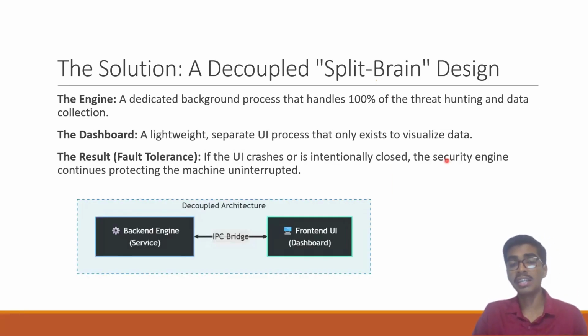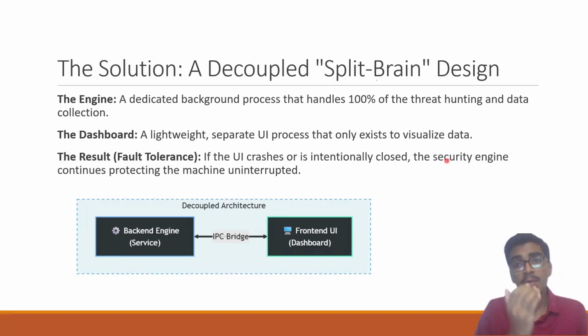The solution here is the decoupled architecture. It means a decoupled, split-brain design. Here, as you can see in the diagram, we have two different programs broadly: the backend engine, which runs as a service, and the front end UI, the dashboard. They are two different programs running in two different sessions. And with the IPC bridge, we transmit data from one to another.